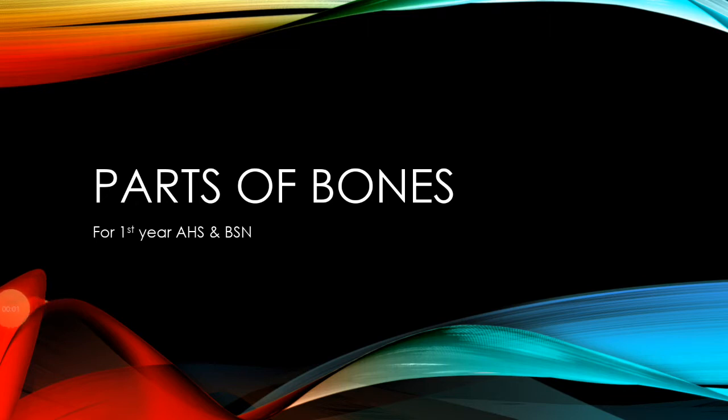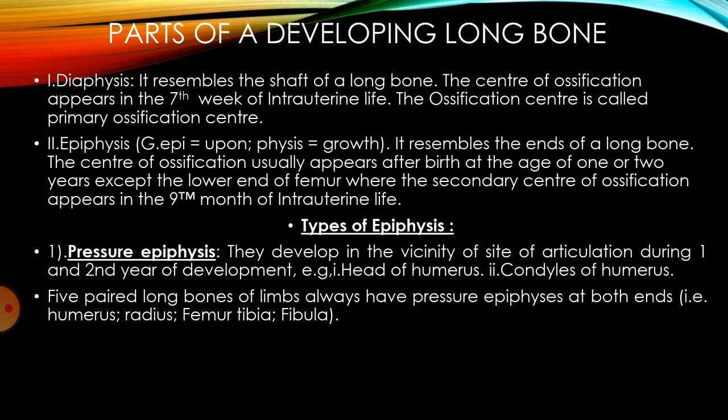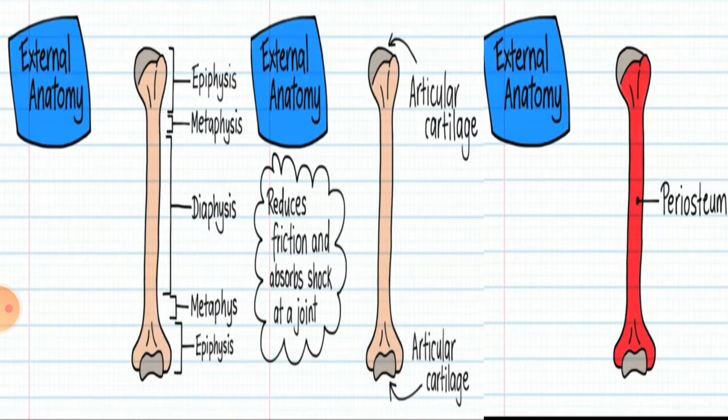Today's lecture, we will talk about parts of long bones, and we will also look at the blood supply of bones, and we will also talk about the various markings that we can identify on a dry long bone. So, starting with our first topic, that is parts of a developing long bone. Before discussing it, let's look at some of the images.